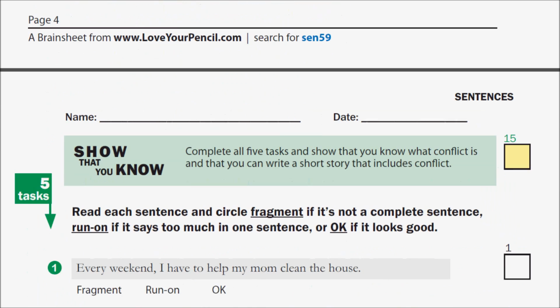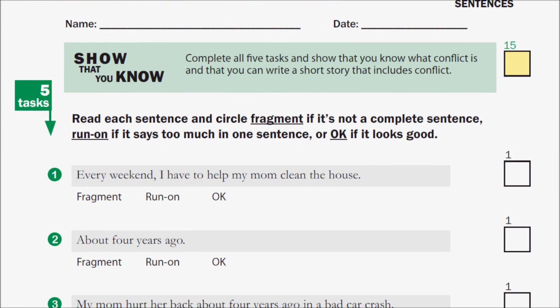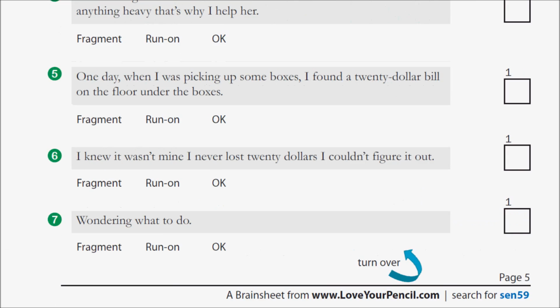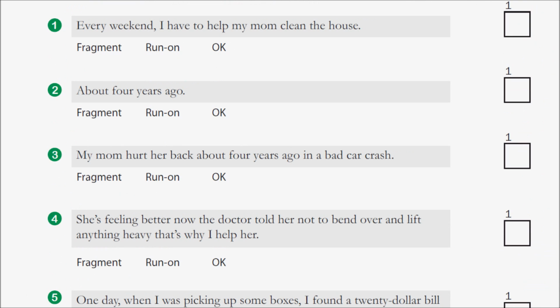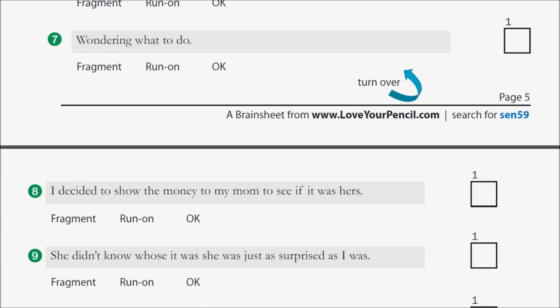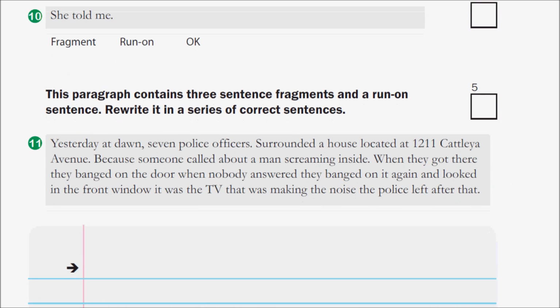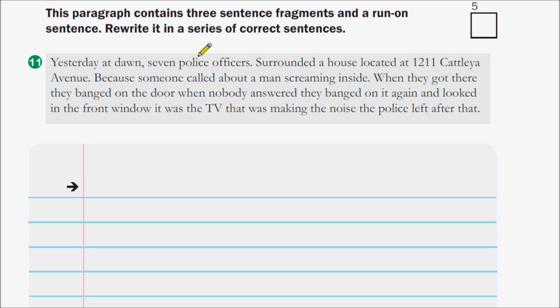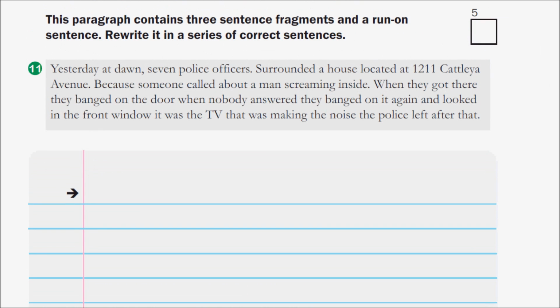So here, of course, we have an assessment, and you're just going to follow the instructions. You're going to answer these questions, and you're going to circle whether it's a fragment or run-on, or whether it's okay. And then over here, you're going to do that for these 10. And then this paragraph contains 3 sentence fragments and a run-on sentence. Just rewrite it in a series of correct sentences. And if you can do that, and show it to your teacher, then you know you're a lot better at writing sentences.